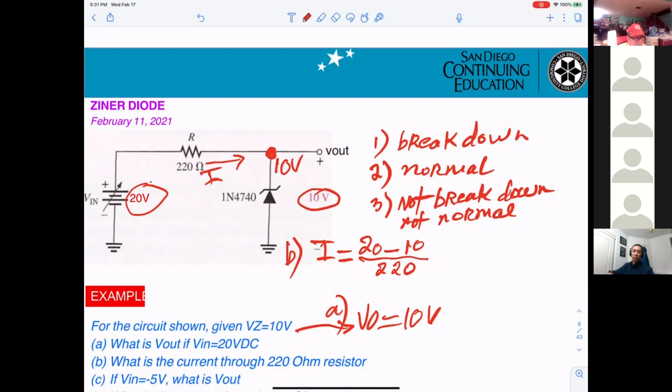Then what happens if you get an input of 20 volts? It's going to go boom, right? That's higher than 10, so the diode will break down. When it breaks down, that means I already gave it to you. You get 10 volts here, no matter what.